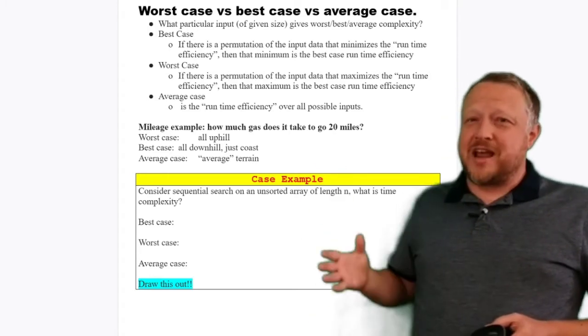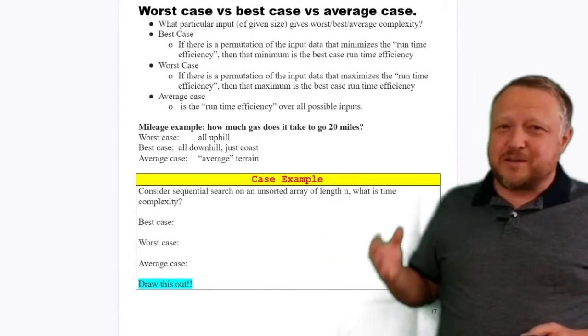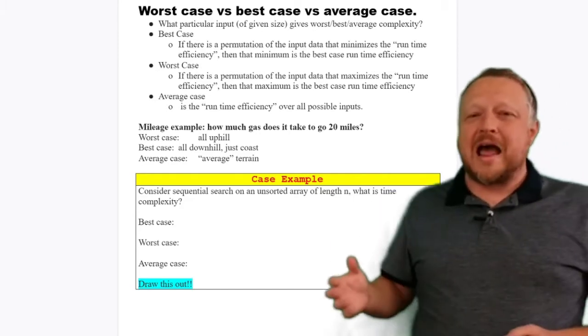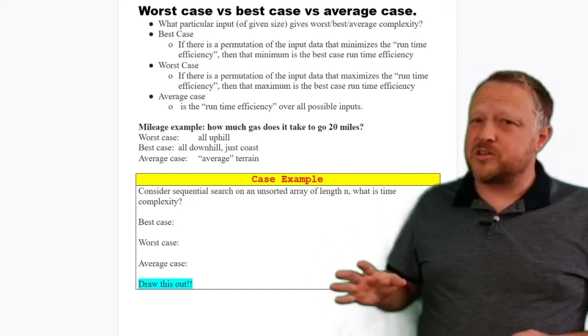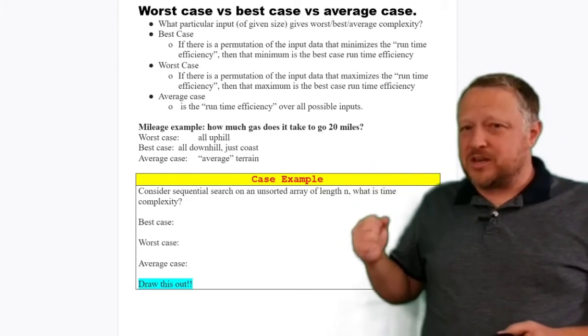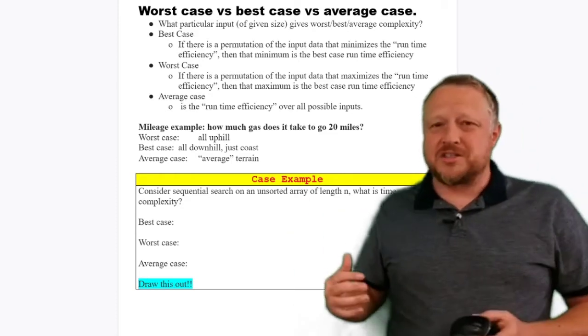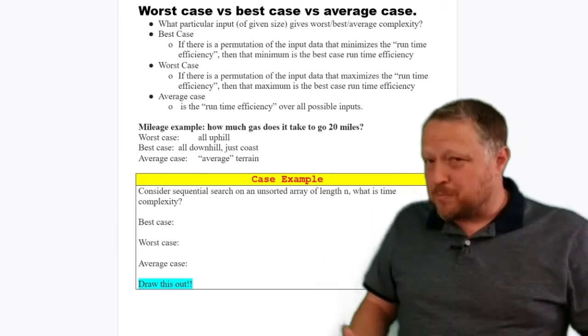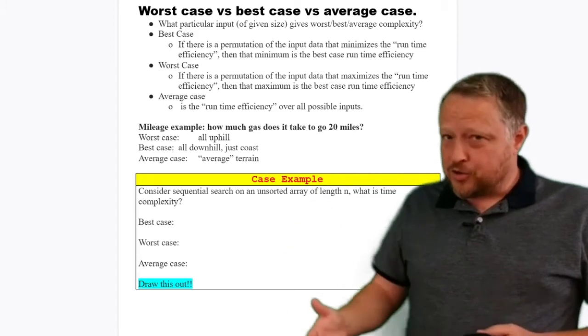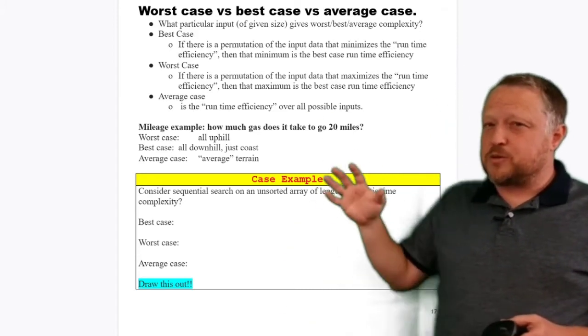The average case is just that, basically what normally happens, kind of the middle case, not always, but what normally happens with a given set of data and how long it takes for the operations to complete that function. So those are the differences between all of those.